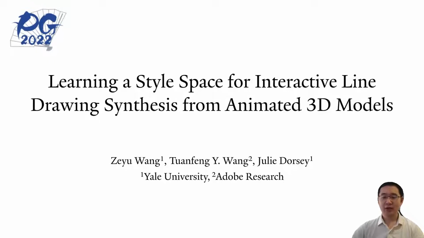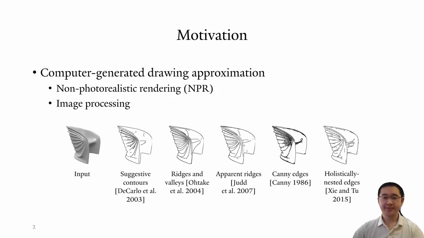In this talk, I'll introduce our paper titled Learning a Style Space for Interactive Line Drawing Synthesis from Animated 3D Models. There have been many computer graphics algorithms that generate line drawings. Computer-generated drawing approximation can be divided into non-photorealistic rendering that takes a 3D mesh model as input, and image processing that takes a 2D raster image as input.